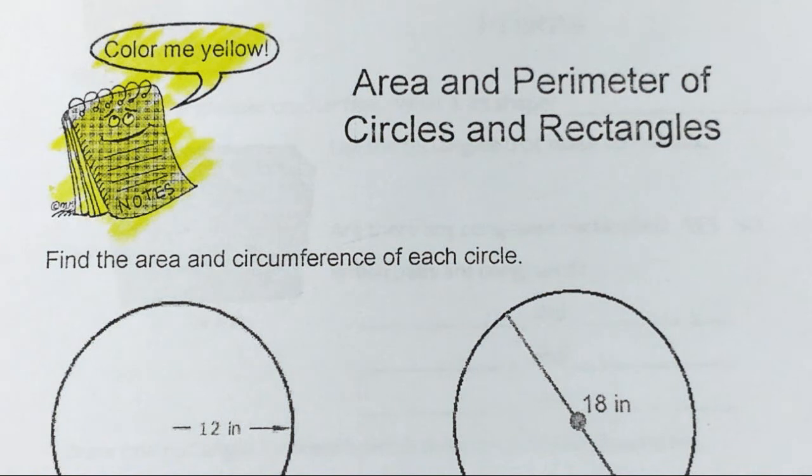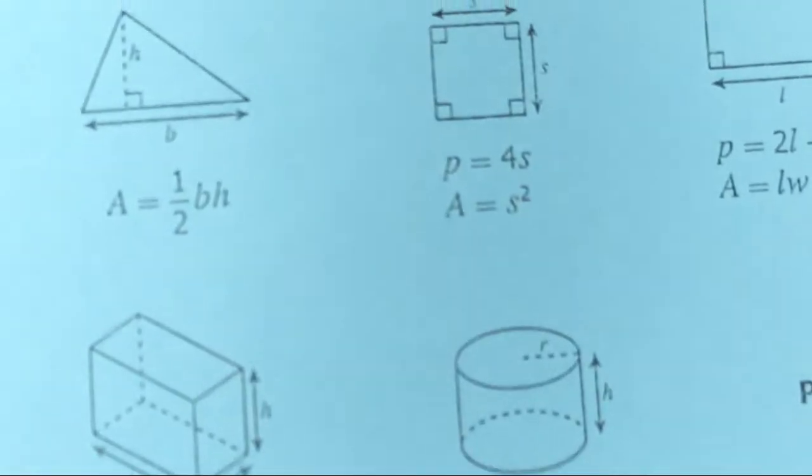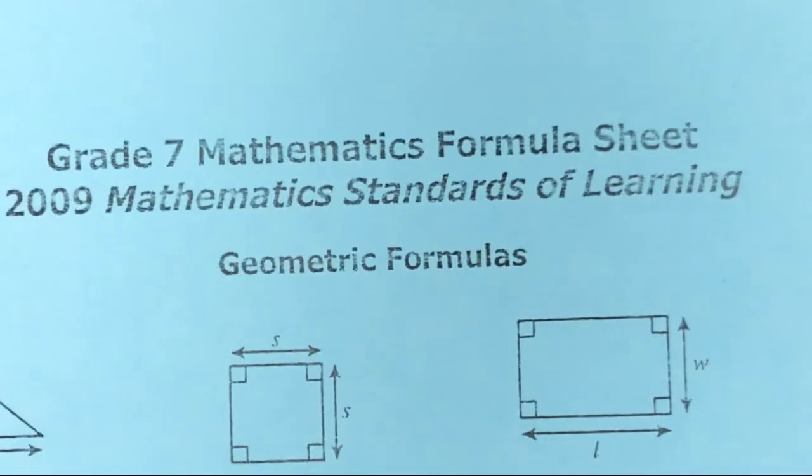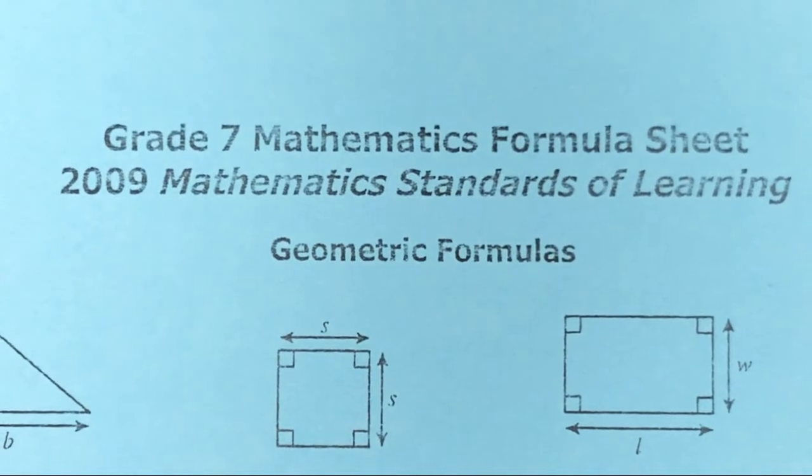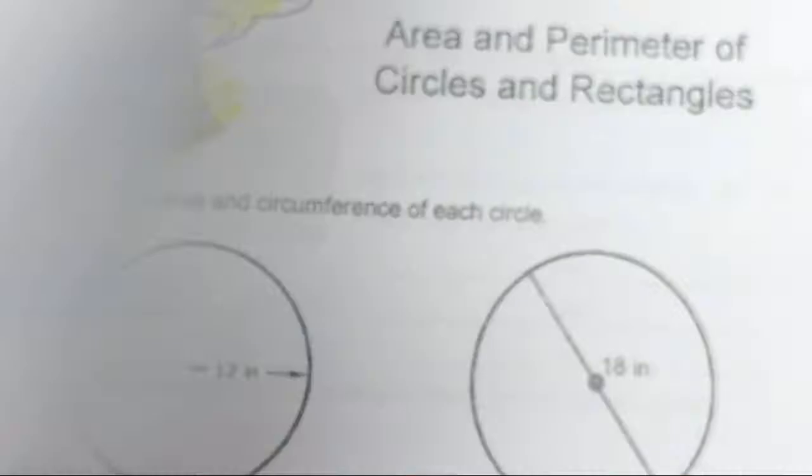Alright, so first we need to find the area and circumference of each circle. To do this, it's very helpful to have your notebook. In your notebook, on the very front page, the first thing that we ever glued in was a formula sheet, and it should be blue. It looks like this. It says Grade 7 Math Formula Sheet. So you want to have that out with you while you're doing any geometry work for this unit.